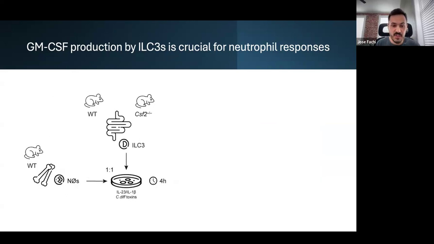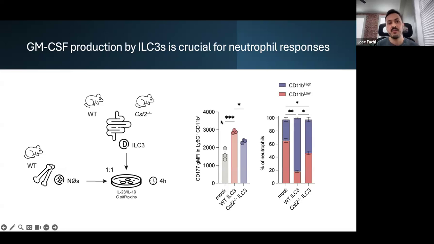And the same we observe when we just co-culture wild type ILC3s with neutrophils or GM-CSF knockout ILC3s with neutrophils. So having GM-CSF production by wild type and not having it by the knockout, we can see that neutrophils respond in a different way. Having GM-CSF production, you have maturation of the neutrophils and activation, and lacking GM-CSF, you don't have the same maturation as the neutrophils without stimulation. Okay, but this was in vitro. We really don't know if it was happening in the mouse as well.